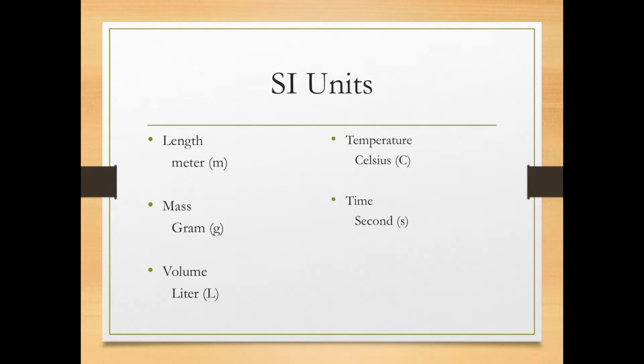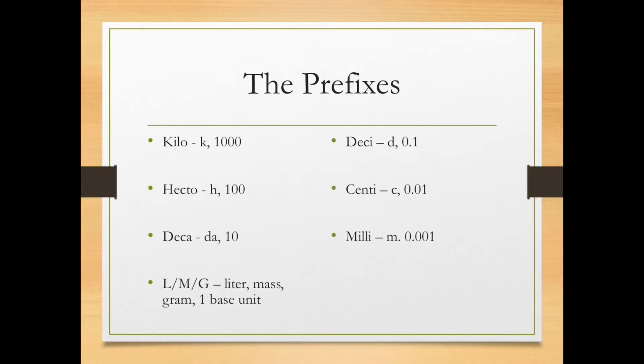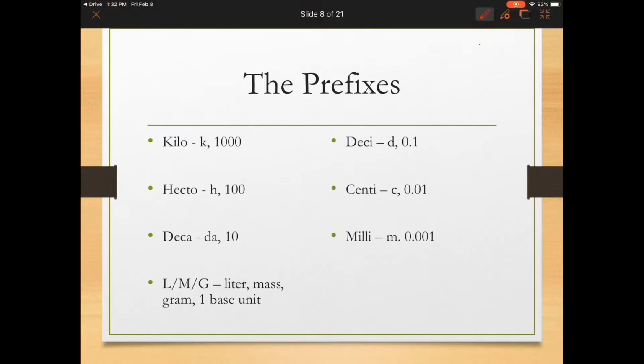And here are all the SI units. These are the basic ones that I was talking about. Length, we'll use meter. Mass, we'll use grams. Volume, we'll use liters. Temperature, we'll use Celsius. And for time, we're going to use seconds. And then we've got the prefixes. So what I mean by these is when you're talking about centimeters, you're using the centi prefix and then just adding the base unit meters.